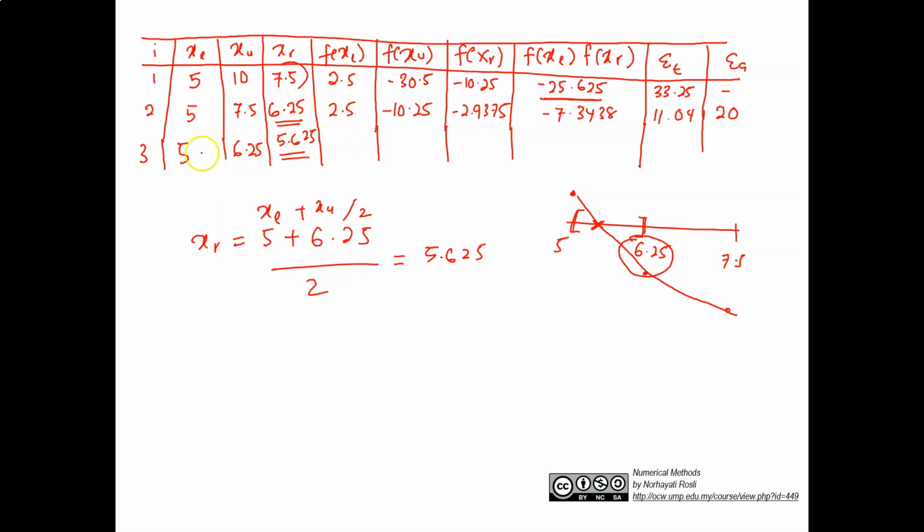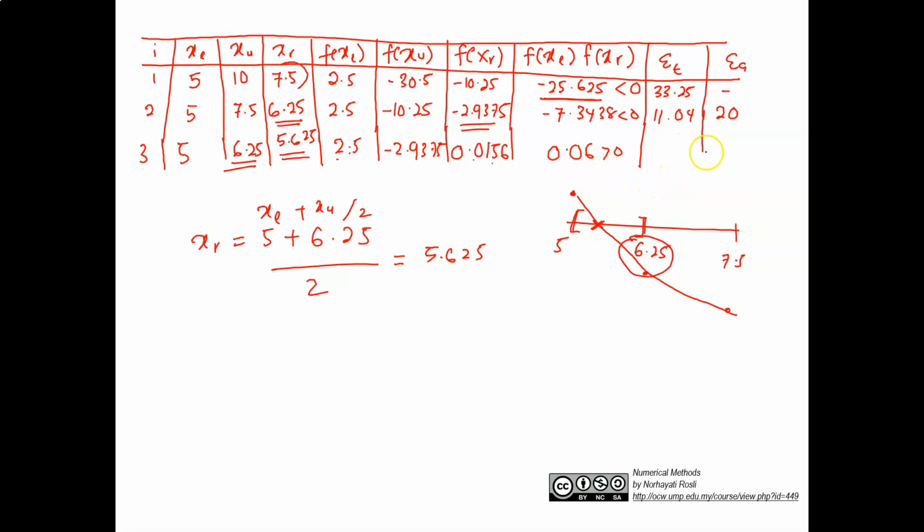And of course, function of this 5 same, 2.5. Function of XU for this one become function of 6.25, which is this one. We got negative 2.9375. And then you need to compute function of 5.625. When you compute, we'll got the answer here 0.0156. Means that when we multiply this both, we got 0.06 that is greater than 0. This one less than 0, this one also less than 0, but this one is greater than 0.